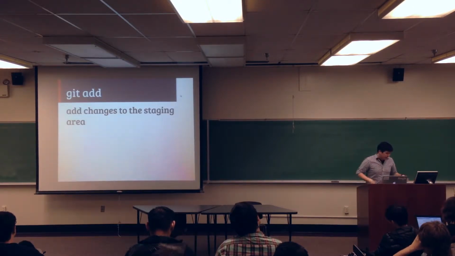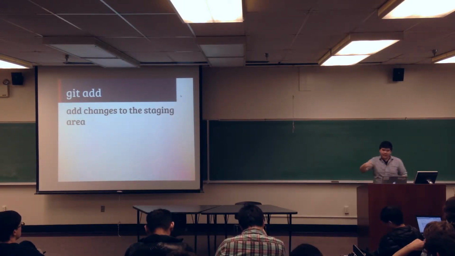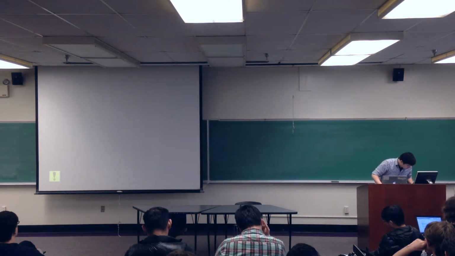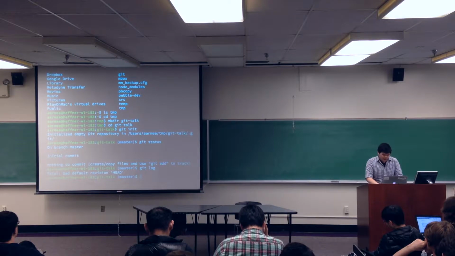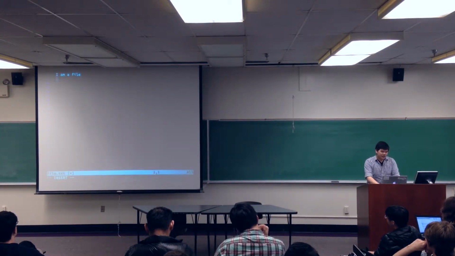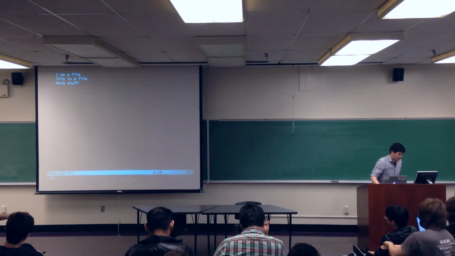So what git add does is it takes changes from the file system and adds them into the staging area. So let's first make a new file. File.text. I am a file. This is a file for stuff. Very descriptive stuff, totally useless.